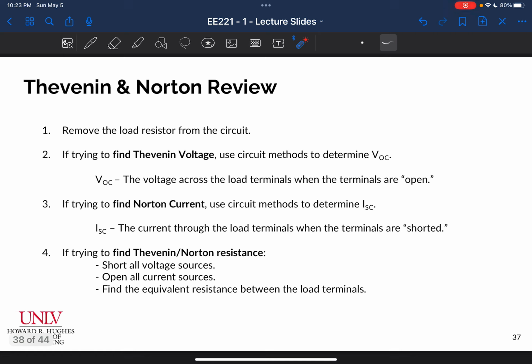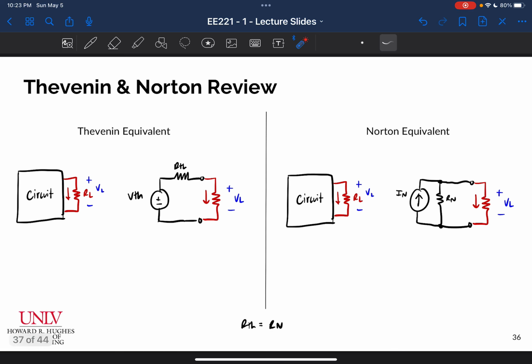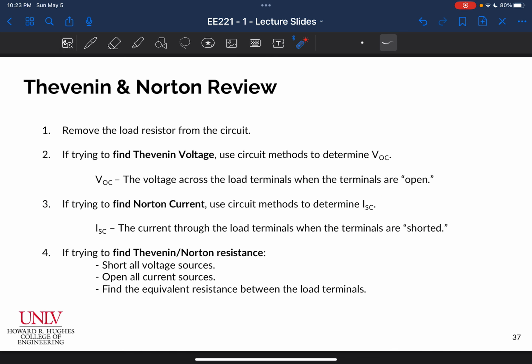Here are the steps. I have this slide. This is kind of the same slide I used in EE220. The first thing we do is we remove the load resistor from the circuit. So let's say this is our circuit right here. We would remove this load resistor, so we'd be left with just the circuit itself, right? That's step one.